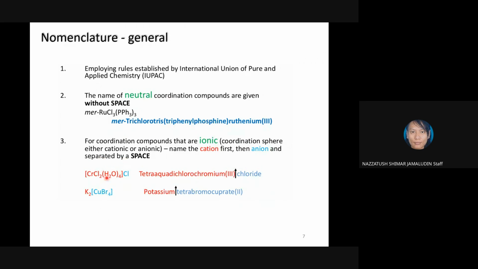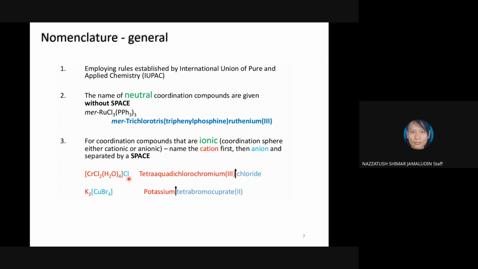because this red formula is a cation. Where it is a cation, the metal carries its original name. Chromium, sodium, lithium, germanium, gallium. No changes in the spelling of the name. And then after that, followed by the oxidation state. Okay, this is how you write the cationic part.